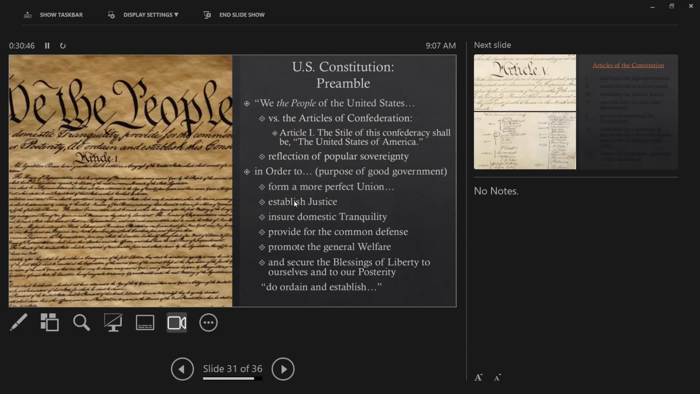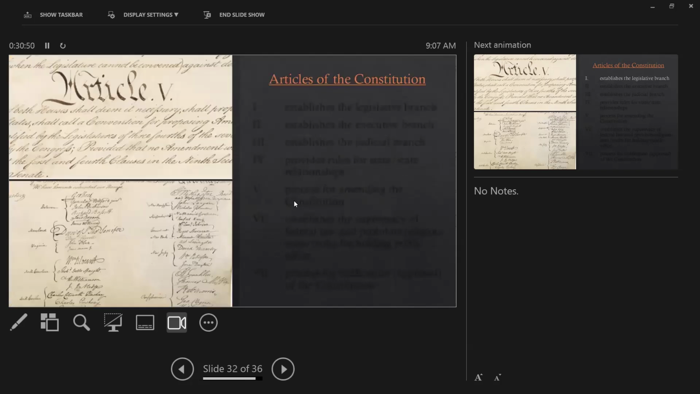Okay, I'm going to step away from our PowerPoint slide now because I want to show you the actual Constitution and what it contains in a general way.